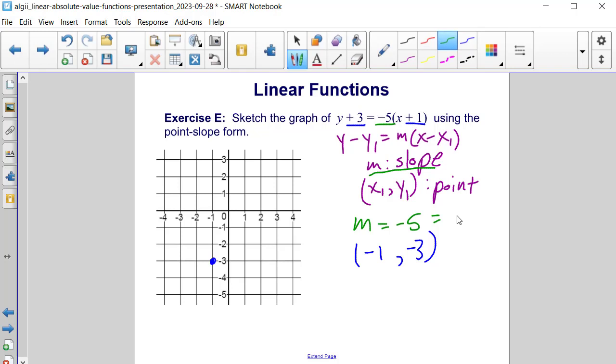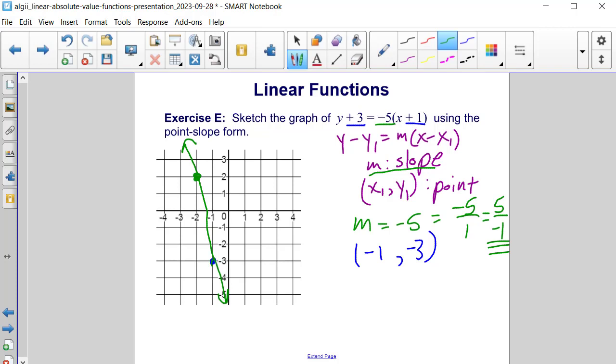Now that could be rewritten as -5 over +1 or +5 over -1. Both of these fractions simplify to -5. So we're going to actually use this last version to graph our next point because it's easier to go up 5 and to the left 1. 1, 2, 3, 4, 5, 1. And now we can connect our 2 points to make our line.